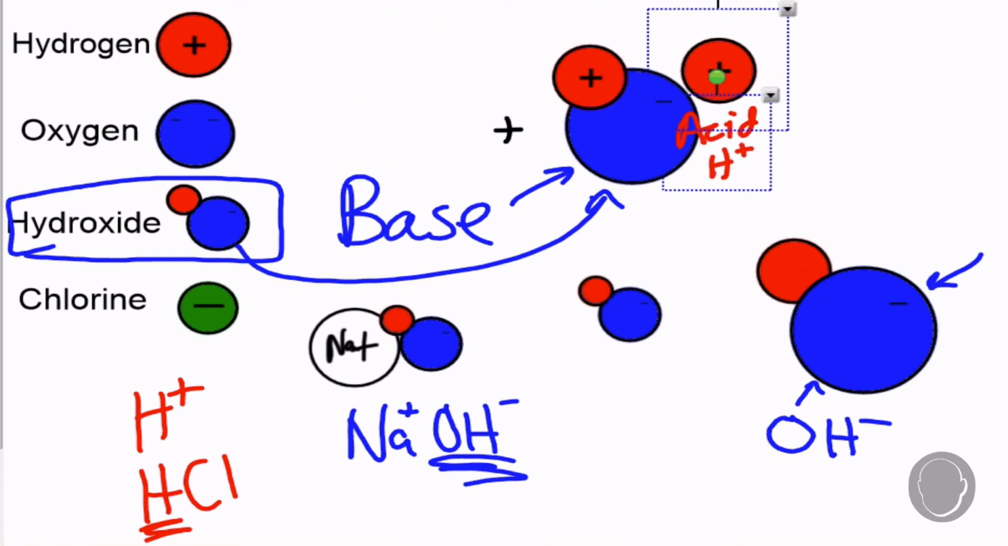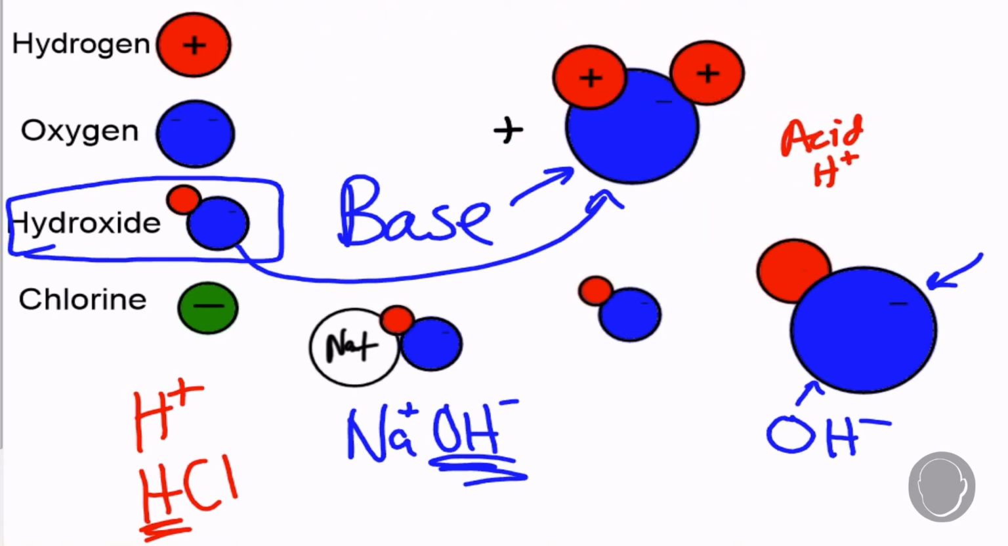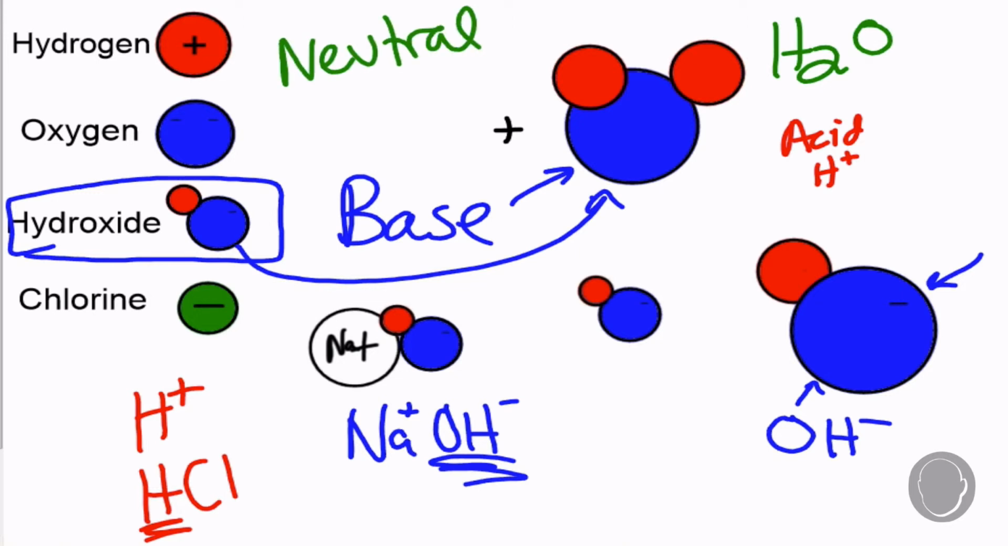to a base? It neutralizes and forms, you hopefully have guessed it by now, that guy's gone, that guy's gone, that guy's gone, and what we have left is water. So water is a combination of an acid and a base. It's equal parts. They cancel each other out. And so water is not an acid, not a base, neutral.